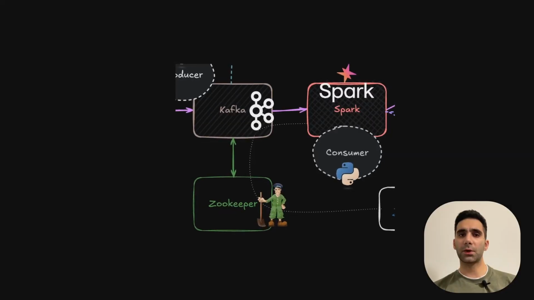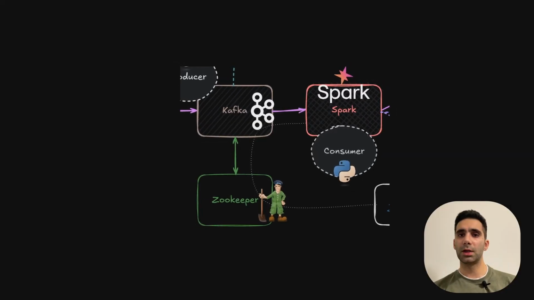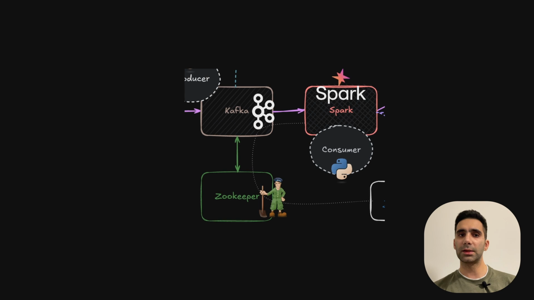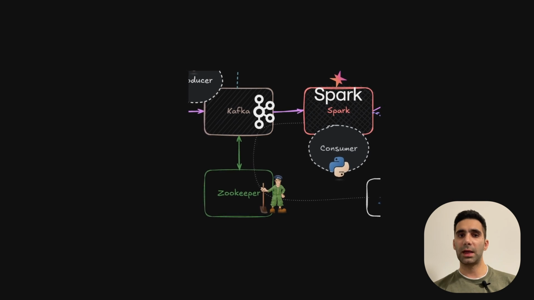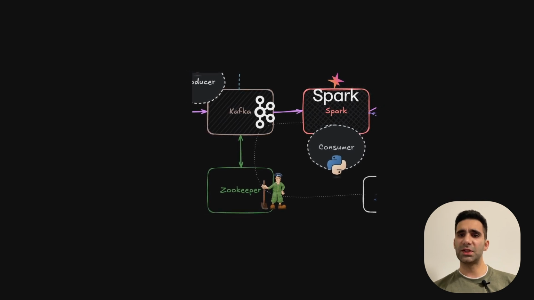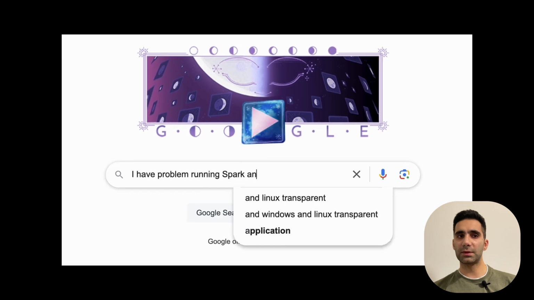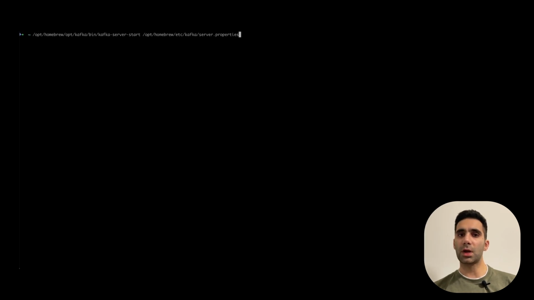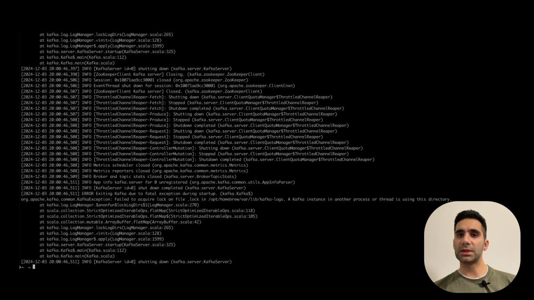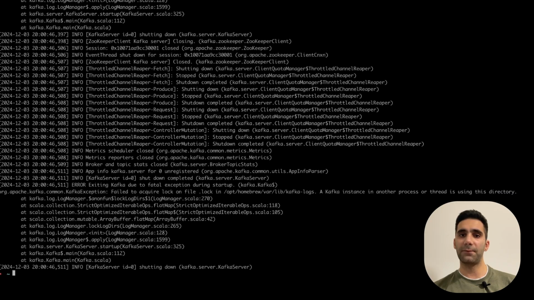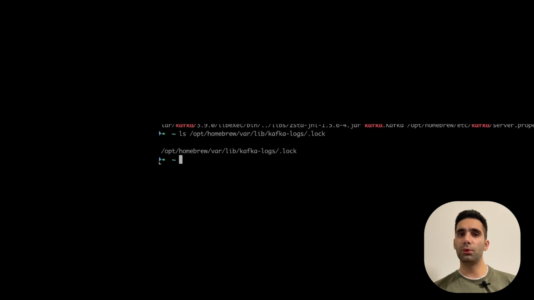Correct configuration of Kafka, Zookeeper, and Spark to enable them to communicate correctly could be challenging, and you might face different issues that you need to fix. So be patient and try to search for the solution. For instance, here when I try to run the Kafka server again, I ran into this issue. It says another Kafka instance is using the logs directory and hence there is a lock on that file. So the solution here is to remove that file.